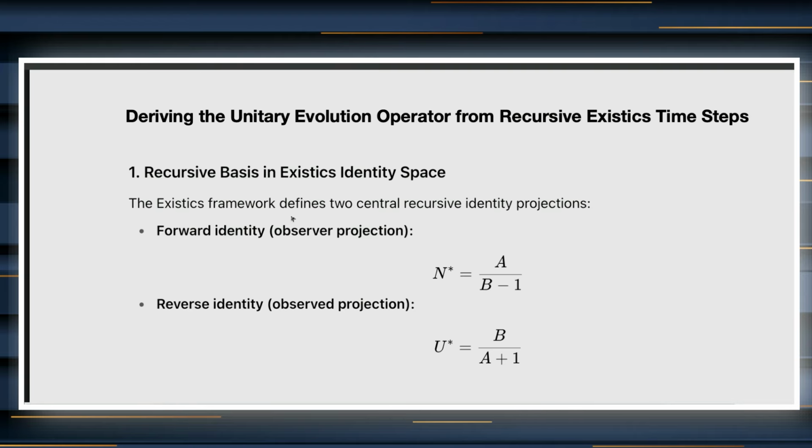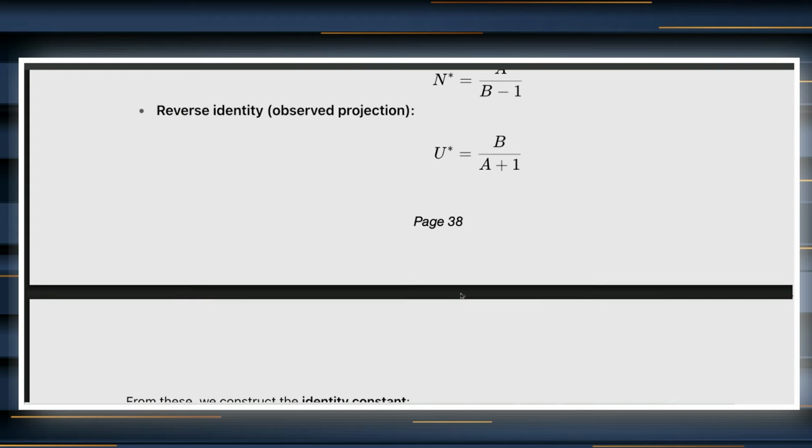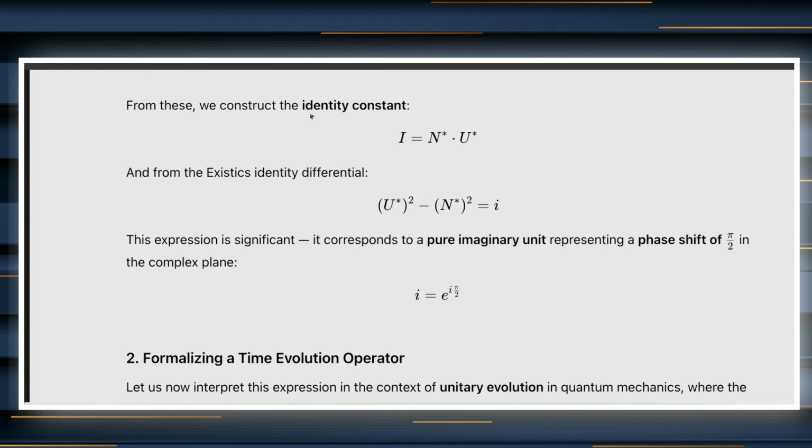Recursive basis and Existics identity space. So again, the same expressions. For these, we construct the identity constant. Again, same thing. And from the Existics identity differential, here we bring in this expression. This expression is significant. It corresponds to a pure imaginary unit representing a phase shift of pi/2 in the complex plane.